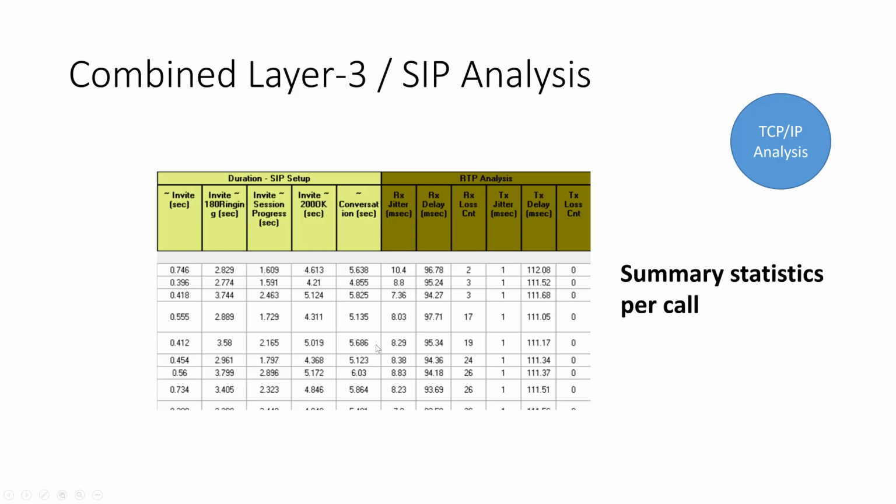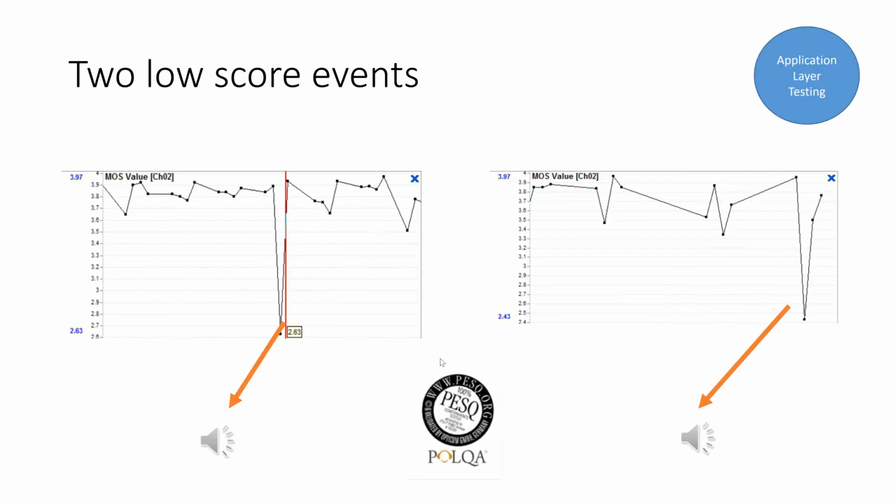Once the call is established, we can look at RTP analysis. So how many packets were dropped? In this case, we had 17 packets dropped. What was the RX jitter? What was the delay average? And start pulling out statistics on each of the calls.